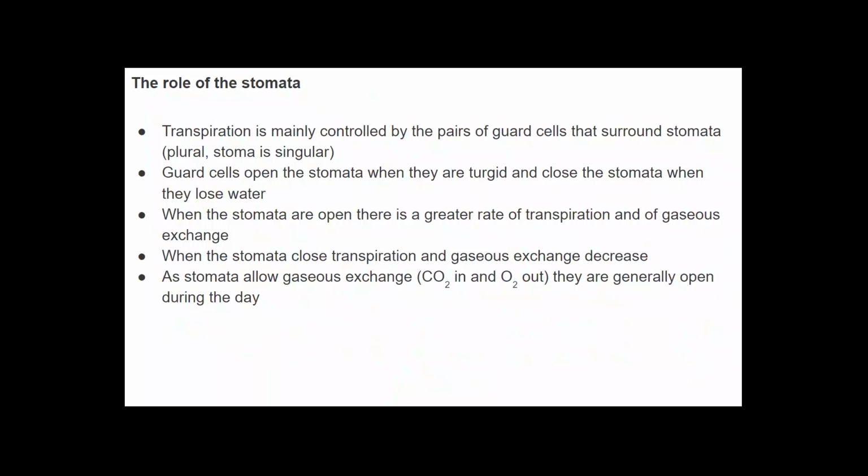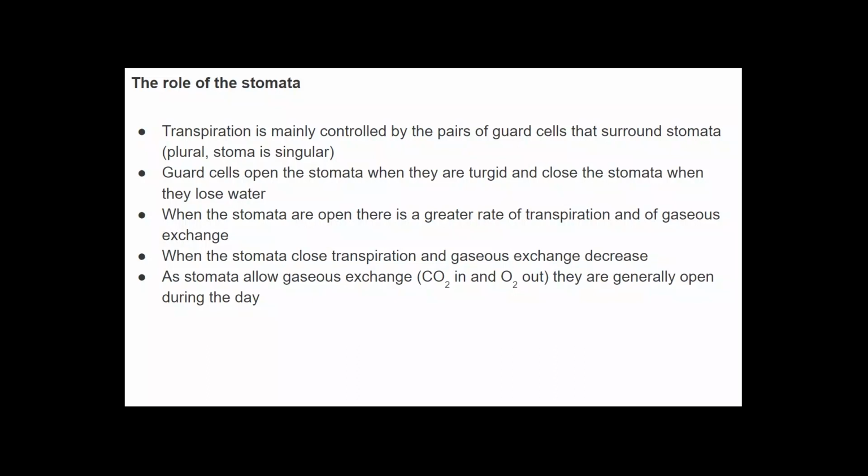Transpiration is mainly controlled by pairs of guard cells that surround stomata. So the stomata will control water movement. Guard cells open when stomata are turgid, and close when they are flaccid, i.e. when they lose water. And when stomata are open, there is a greater rate of transpiration and of gaseous exchange. When stomata close, transpiration and gaseous exchange decrease, so photosynthesis will fall as well.